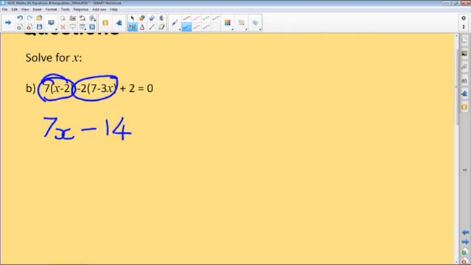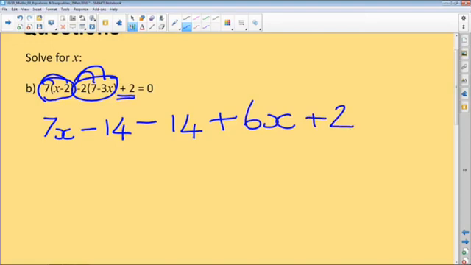Now let's go to this bracket. Negative 2 times 7 gives me negative 14. And negative 2 times negative 3 gives me, and watch out for this, positive 6x. I've still got this plus 2 on the end that I mustn't forget to put in. And look at that. All of our variables have an exponent of 1. We don't write it there usually because mathematicians are lazy and we don't want to write things that we don't have to. Okay, I'm going to underline my like terms.